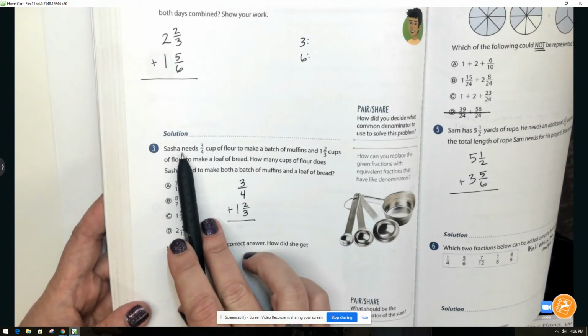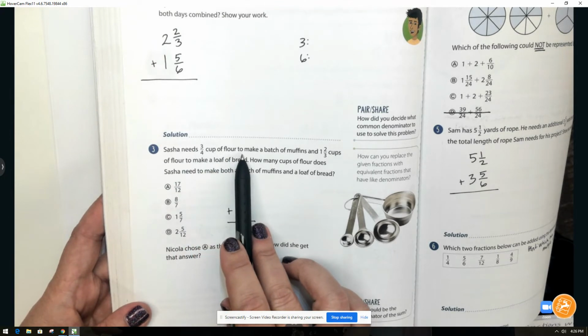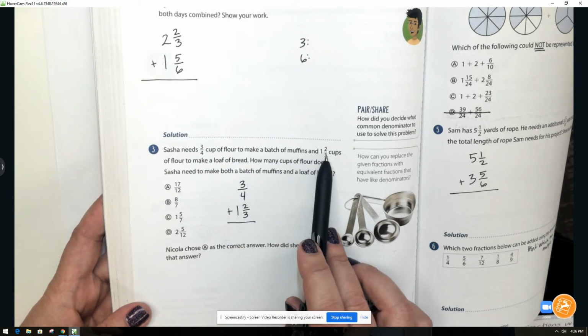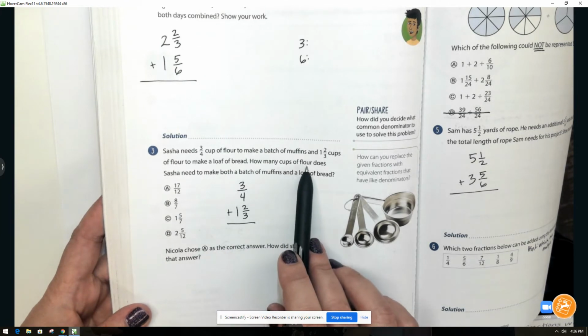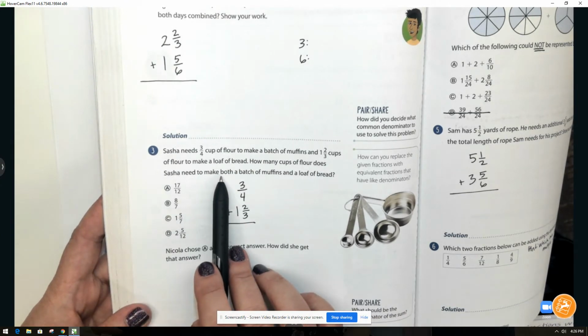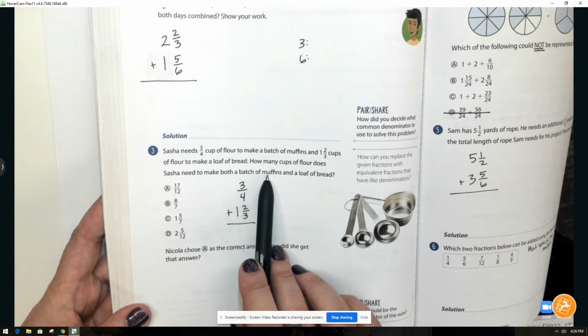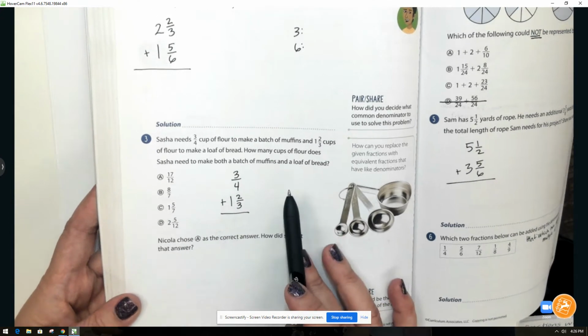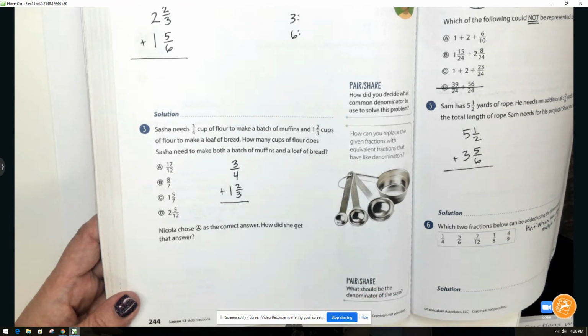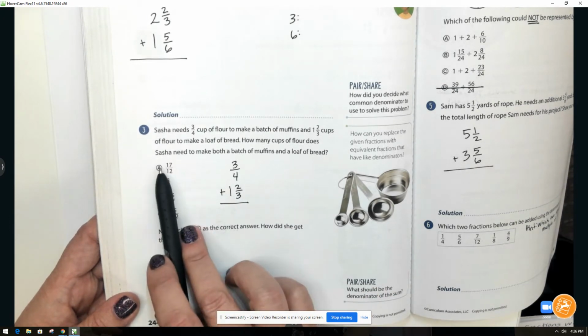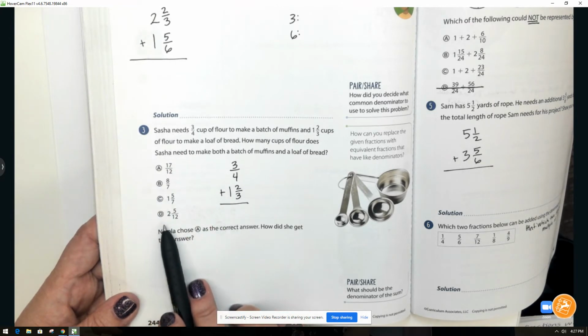For number 3, Sasha needs 3/4 of a cup of flour to make a batch of muffins and 1 2/3 cup of flour to make a loaf of bread. How many cups of flour does Sasha need to make both a batch of muffins and a loaf of bread? So you're going to go ahead and add these two fractions together and find your answer.